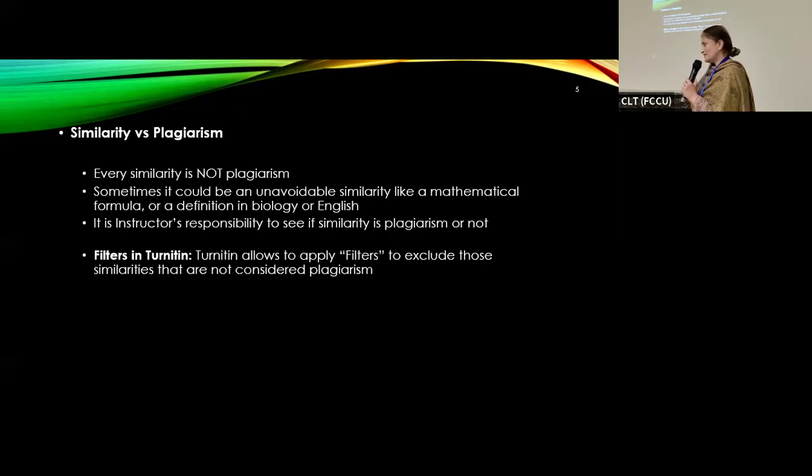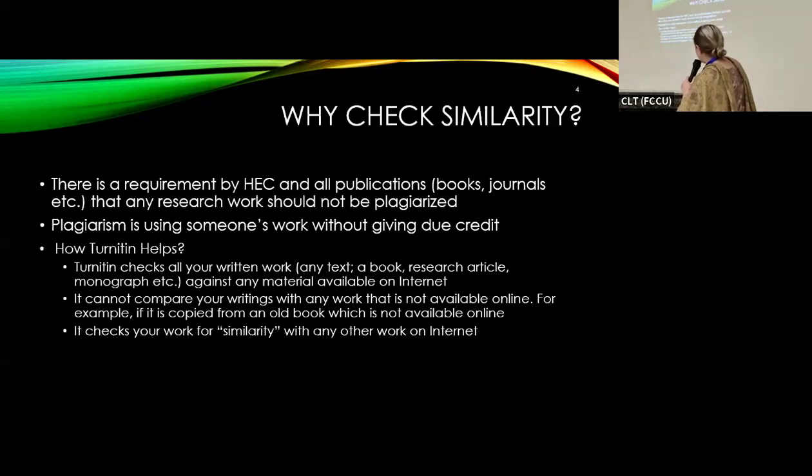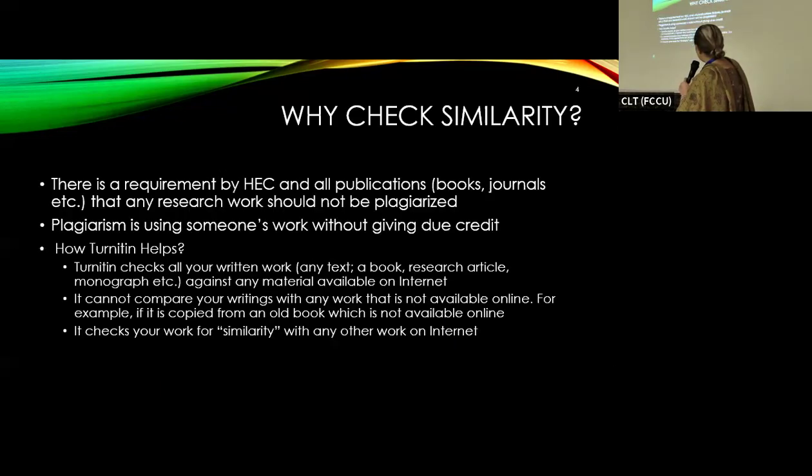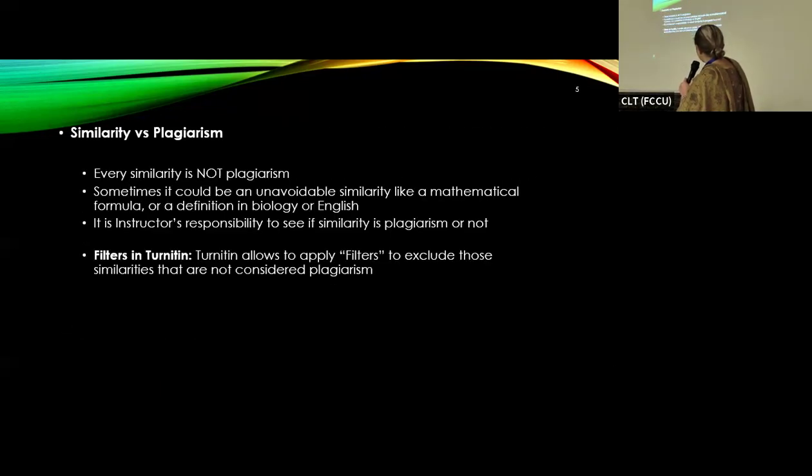So I checked that work and I saw that all that similarity was about the genetic codes. That was unavoidable because genetic codes all over the world are the same. So we have an option of filters in Turnitin. We can filter out certain sources from Turnitin to remove such kinds of issues.